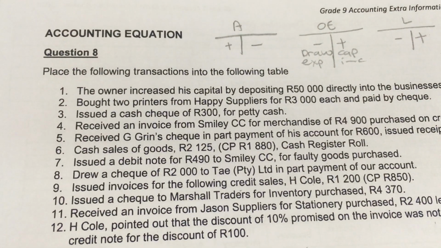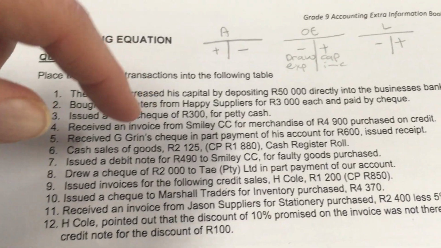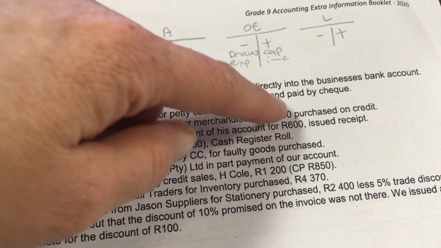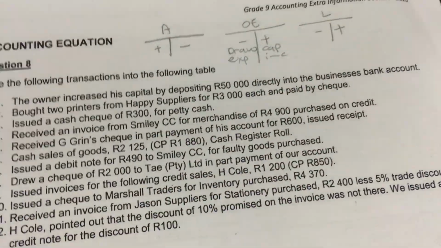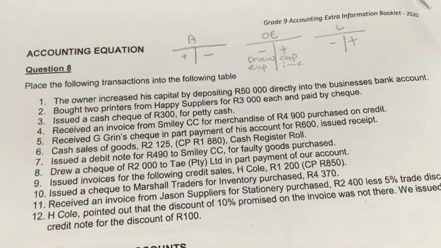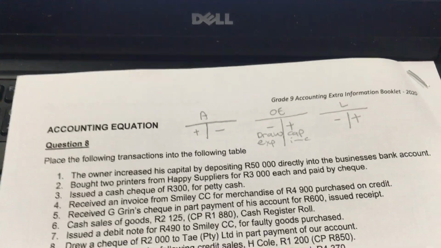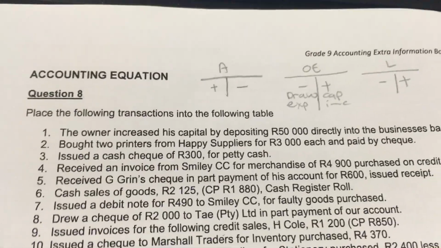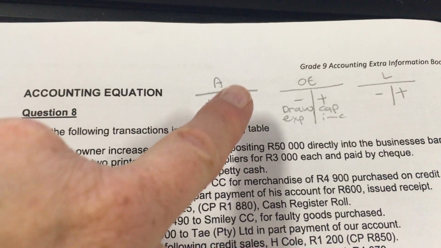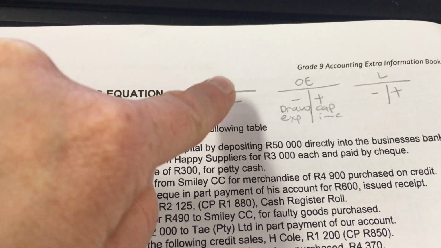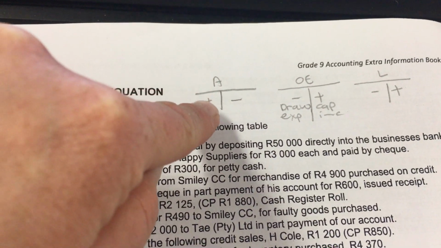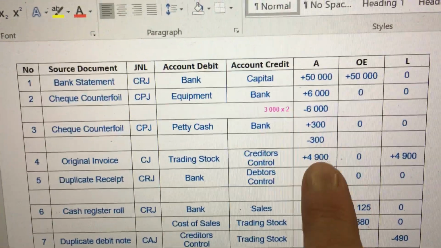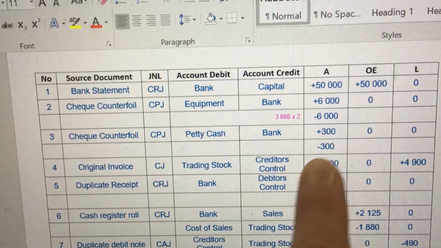We, the business, have received an invoice for merchandise of 4,900 Rand, which we bought on credit. So that is us as the business buying on credit. What is merchandise? Merchandise is trading stock. So we've bought trading stock. Trading stock is an asset, and it's increasing because we're buying more. So we are going to debit trading stock, and we're buying more. So it's a plus under your assets.